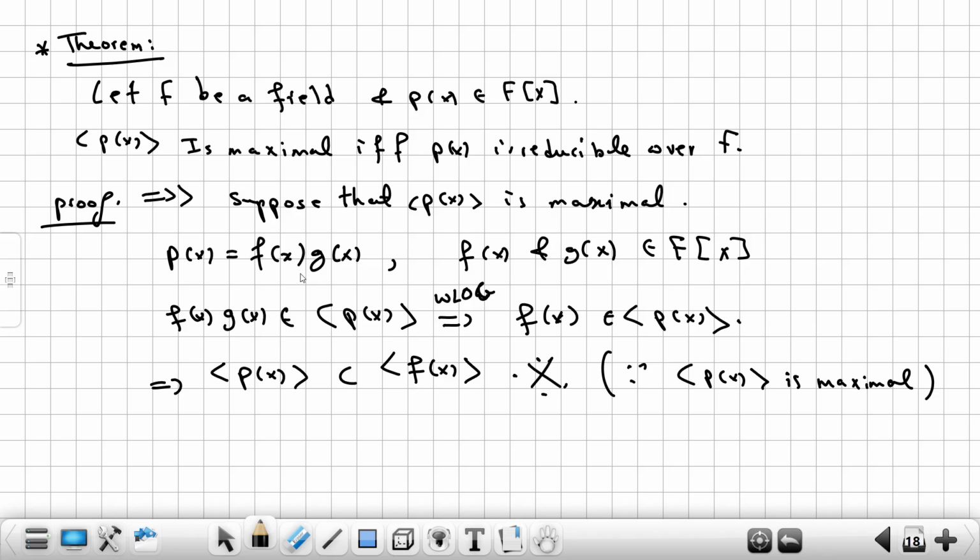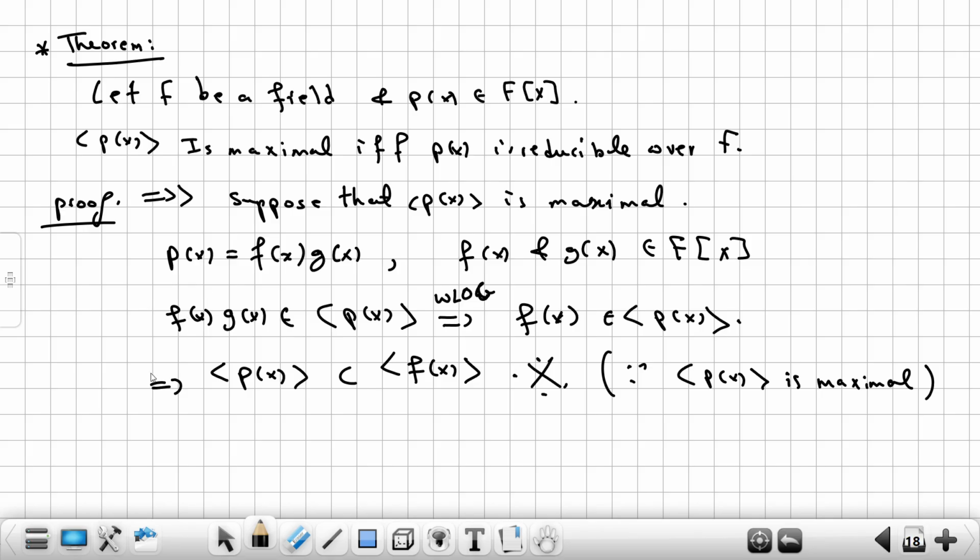But assuming that both these polynomials f of x and g of x are non-units, then the degree of each must be lower, and also greater than or equal to the degree of p of x. That's a contradiction with the maximality of the ideal p of x.